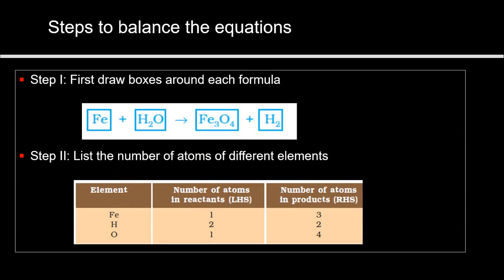How can we balance? We have steps to balance equations. The first step, we have to draw boxes around the formulas. So iron, I give a box here, and the water H2O I have given a box, and iron oxide and hydrogen. First we have to put a box, and second step, list the number of atoms of the different elements. Here how many atoms? Only 1, but here 3 iron. Here hydrogen is 2, here also hydrogen is 2, but oxygen here is 1 and here is 4. This is the second step.